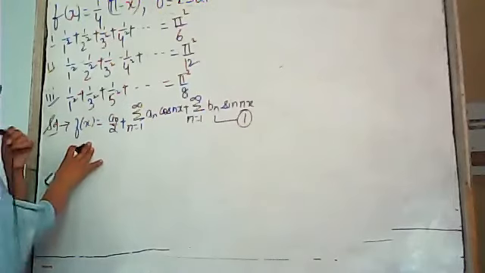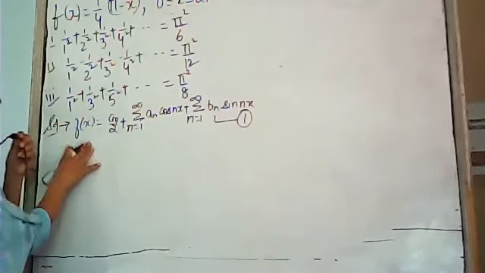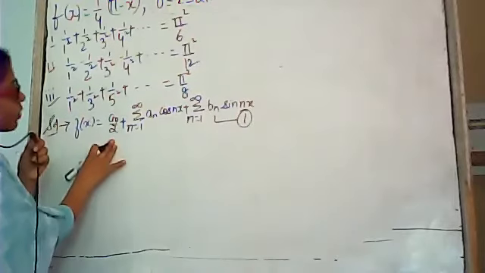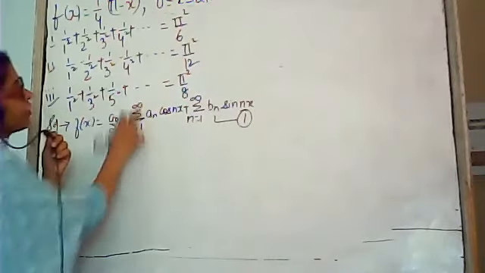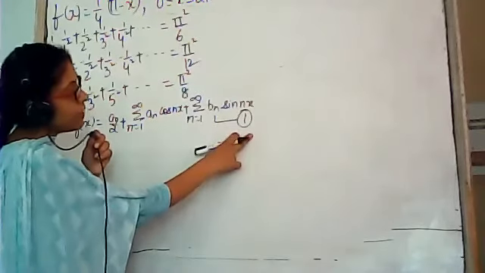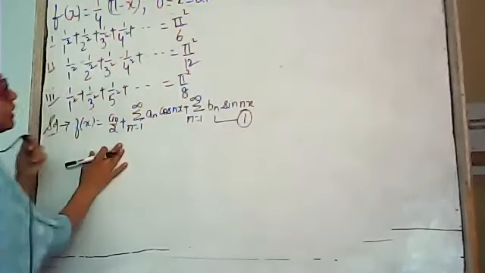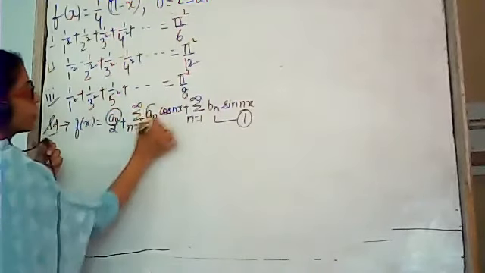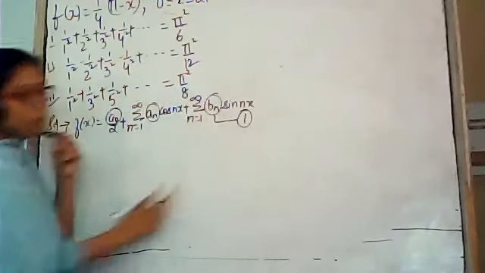This was the formula we had written yesterday. For the Fourier series, we have f(x) is equal to a0 by 2 plus summation n varies from 1 to infinity an cos nx plus summation n varies from 1 to infinity bn sin nx. In this formula, we have to derive the values of a0, an, and bn.